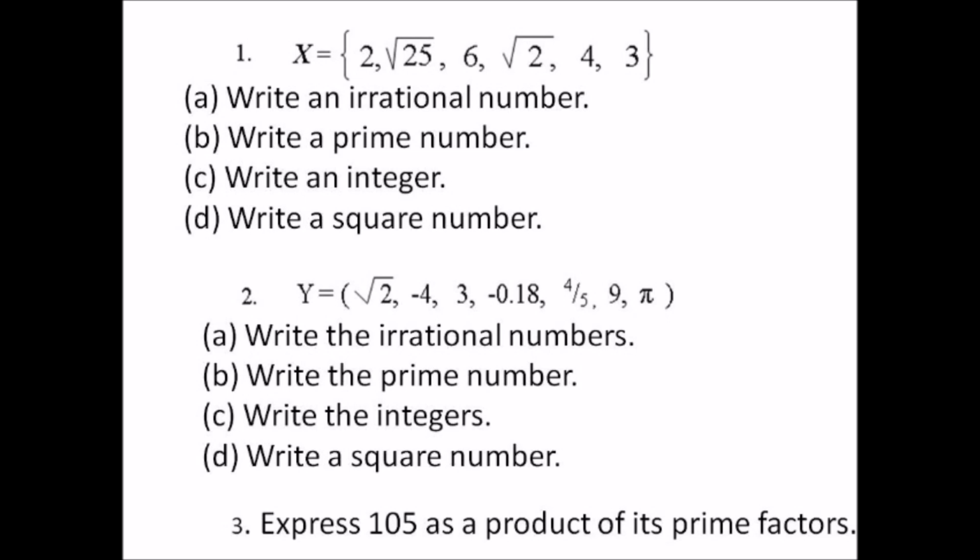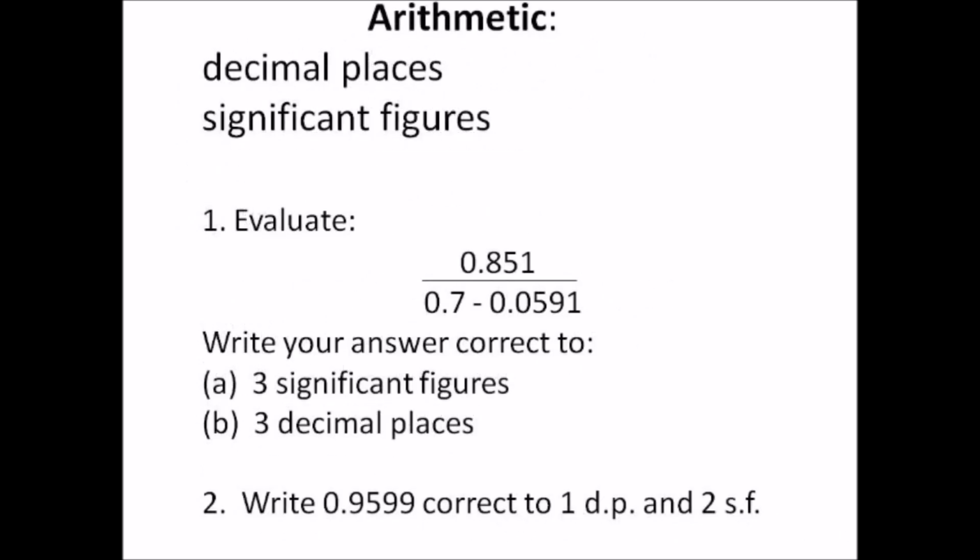3, express 105 as a product of its prime factors. So for number 3, you got to divide, guys. So begin to do it on your calculator if you need to. Divide it down till you get 1. And then write the 105 as a product of its prime factors after you've done the division. Do it quickly. Done. Here we go.